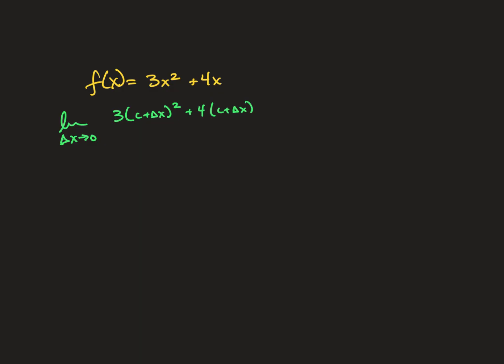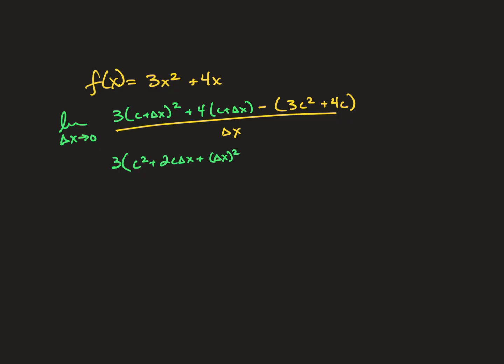And then what? Minus f of c. So now what would my f of c be? 3c squared and then plus 4c, all over what? Delta x. We got a FOIL. Let's FOIL. So when we FOIL, I still have a 3 chilling. And so what does the c plus delta x quantity squared go to? c squared plus 2c delta x and then plus delta x quantity squared.